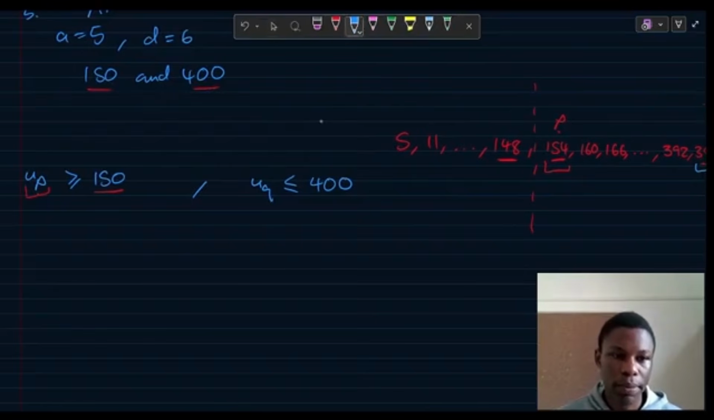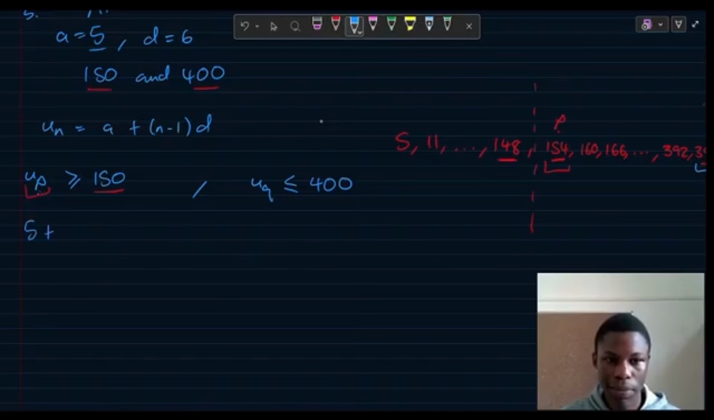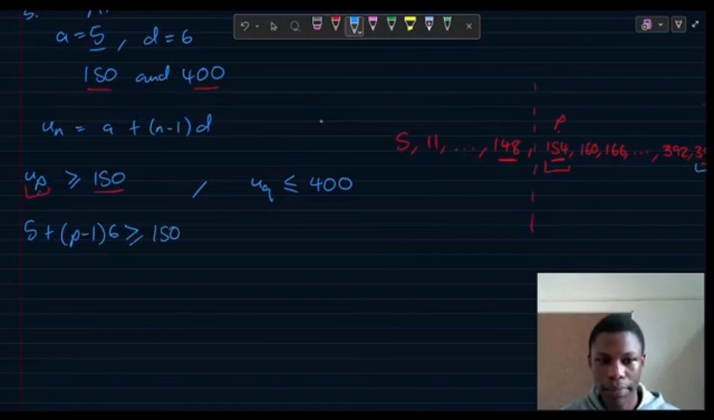So for U_P, we're using our nth term formula, which says a plus (n minus 1)d. U_P is going to be a, which is 5, plus our n, that's P, minus 1, times our d, that's 6, and this is greater or equal to 150.